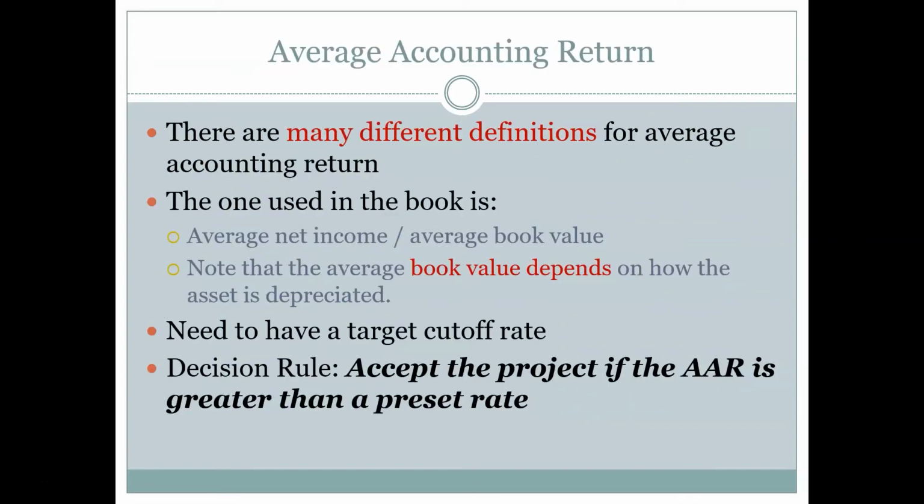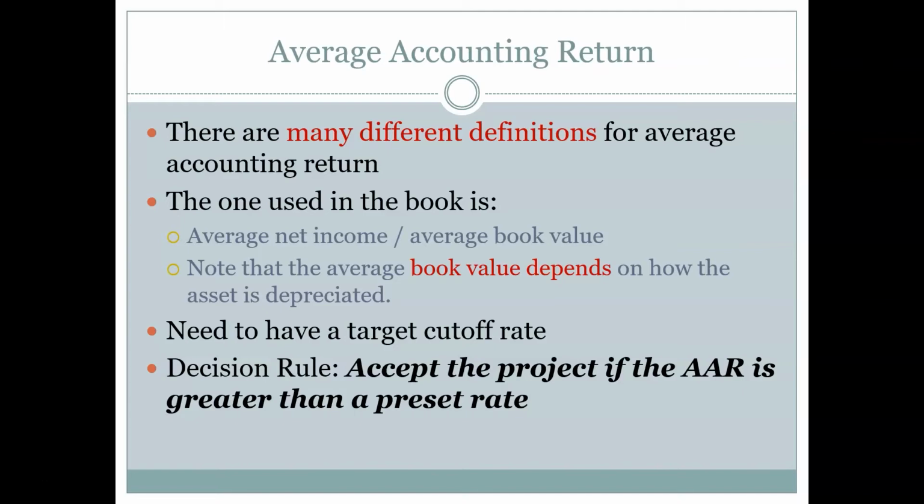The next rule we're going to talk about is called the average accounting return rule. And while there are many different definitions for average accounting return, the one that we're going to use is average net income divided by average book value. And what you have to remember is that what we're talking about is at the project level or the investment level. So average net income is the average net income generated by the project or the investment that we're interested in.